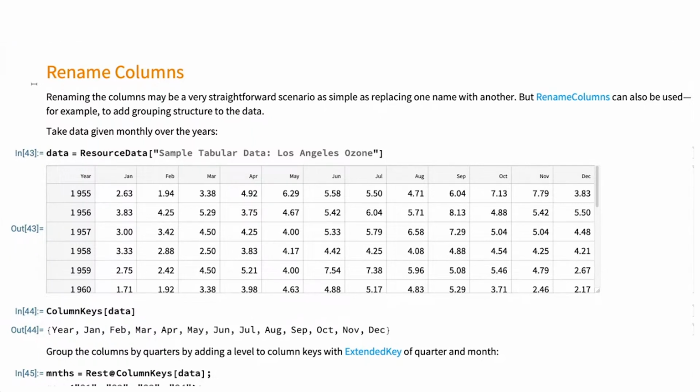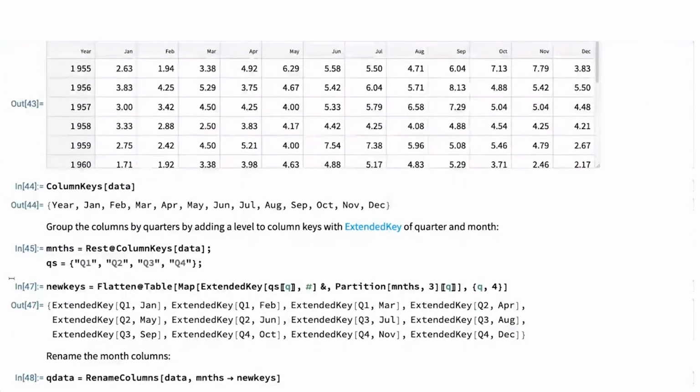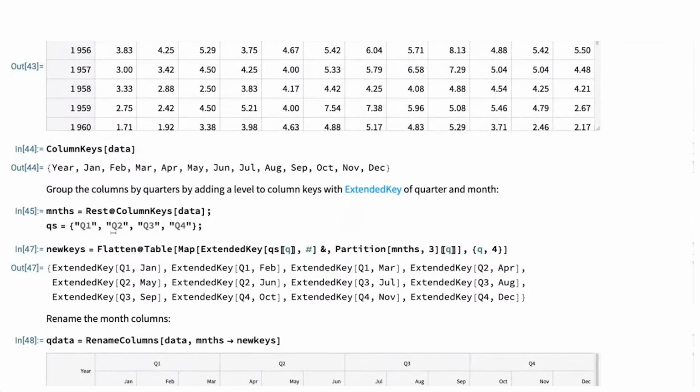But what I have here, I would like to show maybe an application of changing the name of the columns by adding a level to a column key. So this data here is given in monthly observations for a year. We have a key column that is a year. And what we could do is group the months into quarters. So we're going to have months and then quarters as a list here, and create the new keys that will be extended keys. The top level is which quarter and then which month.